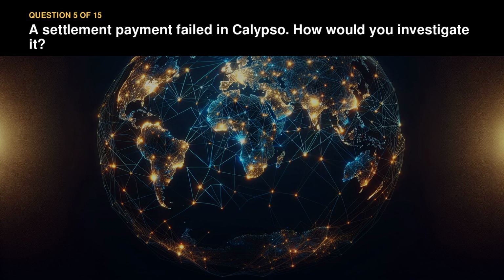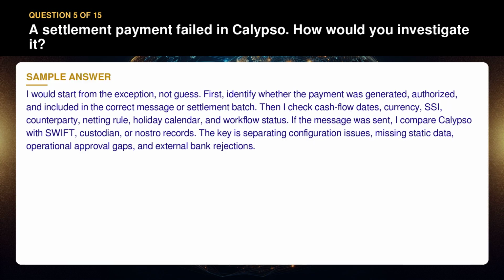Question 5. A settlement payment failed in Calypso. How would you investigate it? I would start from the exception, not guess. First, identify whether the payment was generated, authorized, and included in the correct message or settlement batch. Then I check cash flow dates, currency, SSI, counterparty, netting rule, holiday calendar, and workflow status. If the message was sent, I compare Calypso with Swift, custodian, or Nostro records. The key is separating configuration issues, missing static data, operational approval gaps, and external bank rejections.